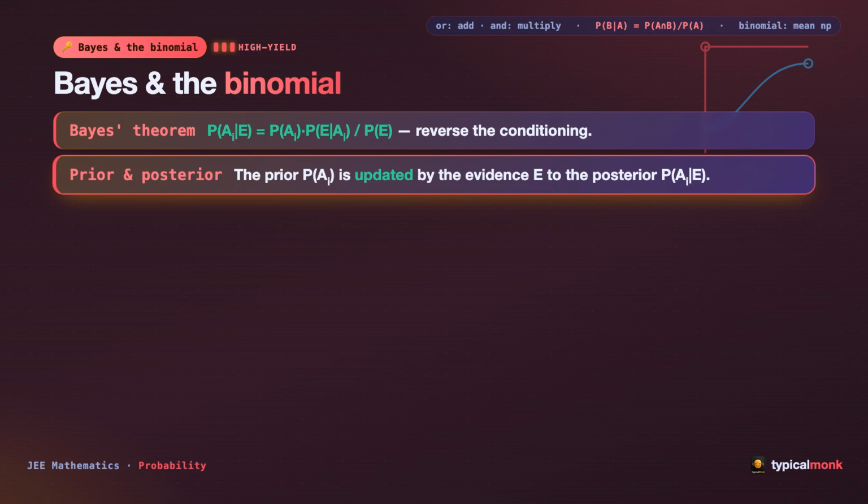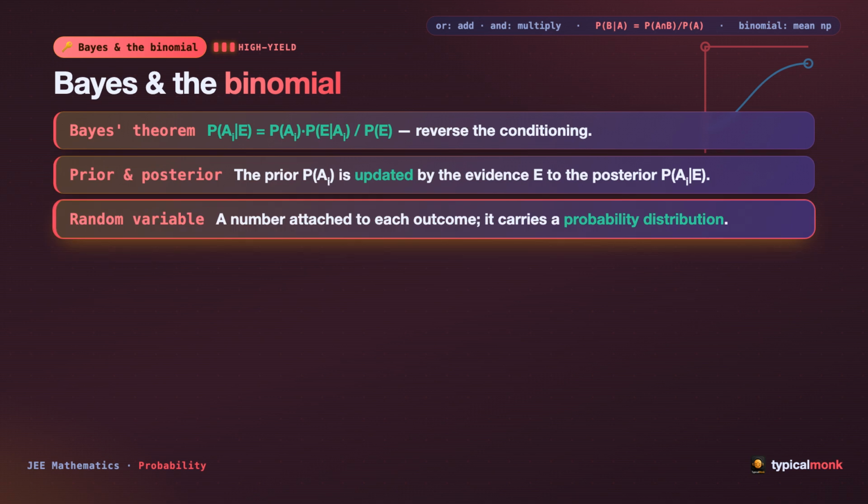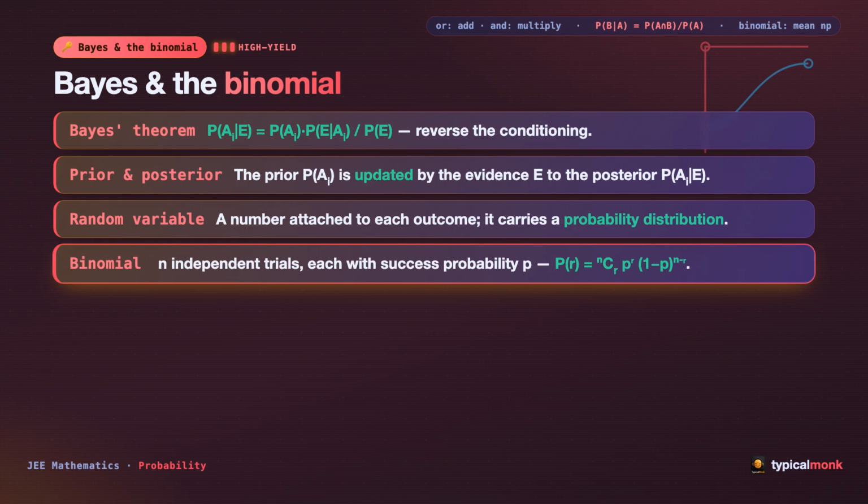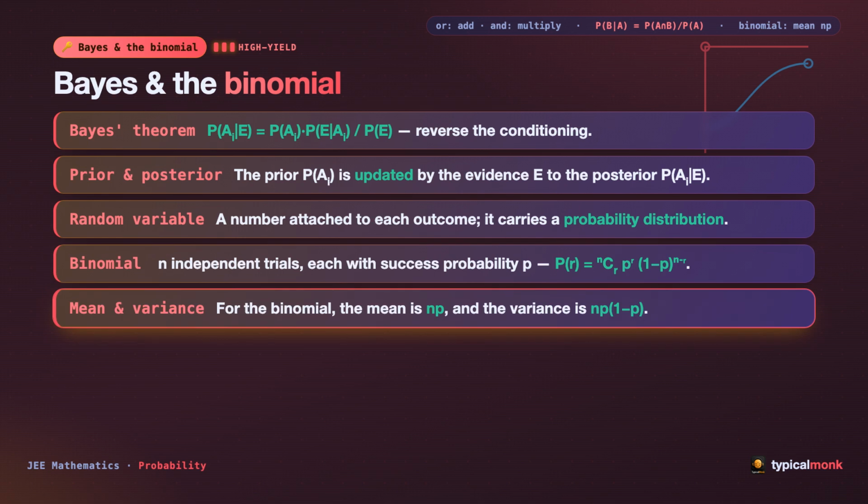The prior P of I is updated by the evidence E to become the posterior P of I given E. And a random variable is a number attached to each outcome, and it carries a probability distribution. Binomial for n independent trials, each with success probability p. The probability of r successes is nCr times p to the r times 1 minus p to the n minus r. Mean and variance. For the binomial, the mean is np and the variance is np times 1 minus p.